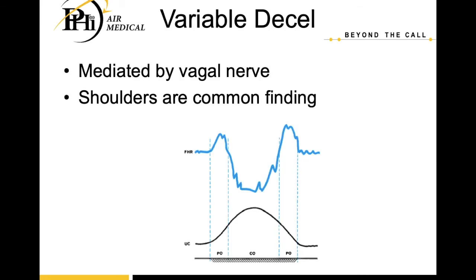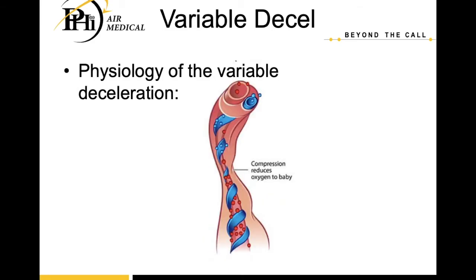So let's talk about variable decels for just one sec. So they're mediated by the vagus nerve. We typically see those shoulders, which I talked about just a few minutes ago, which is those accelerations right before we see those big decelerations. And as promised, I will talk to you about the physiology of them.